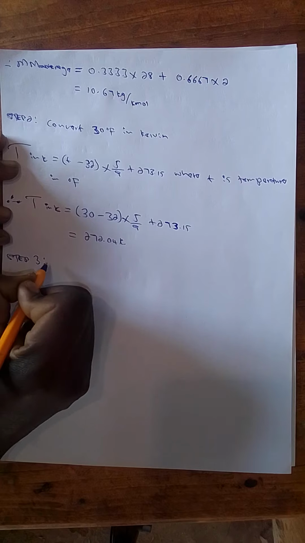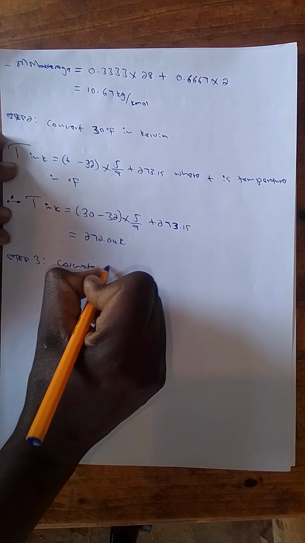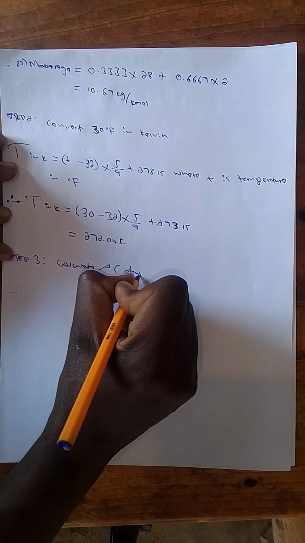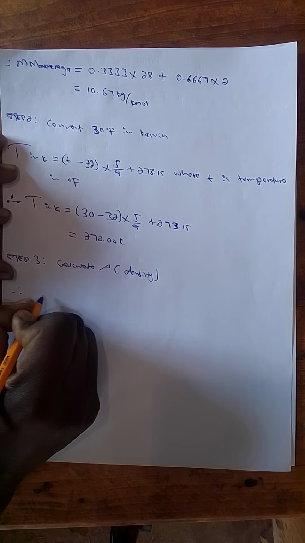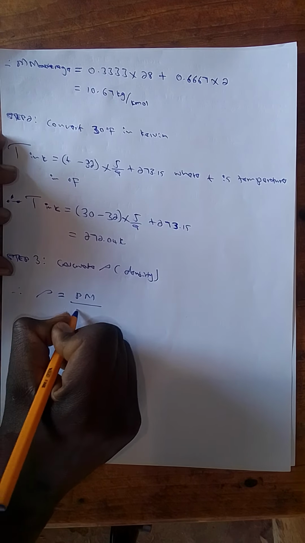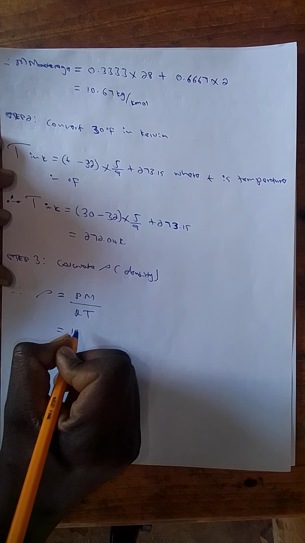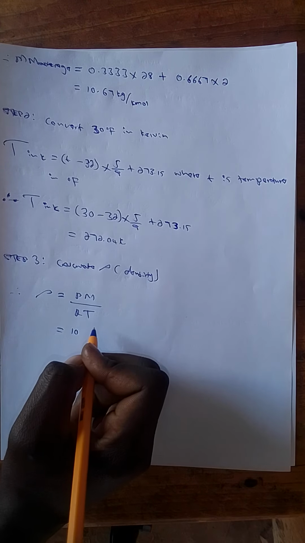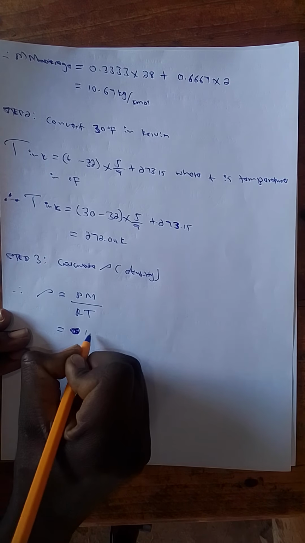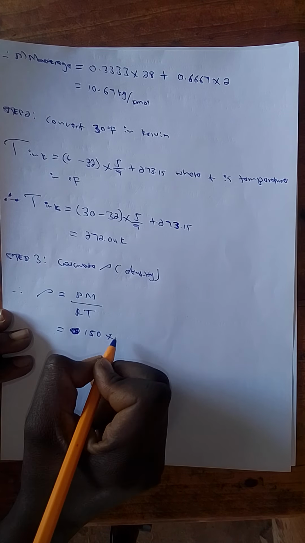In step 3, we calculate rho, which is our density. Therefore, rho is equal to PM over RT, which is equal to the pressure. We are given that the pressure is 150 kilopascals absolute, multiplied by the average molar mass.